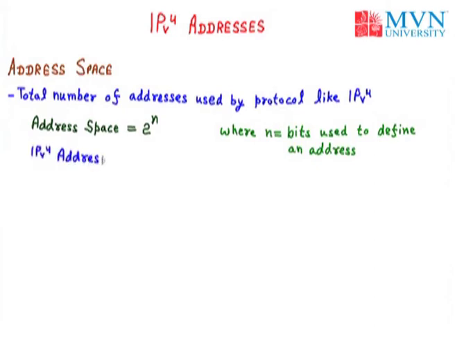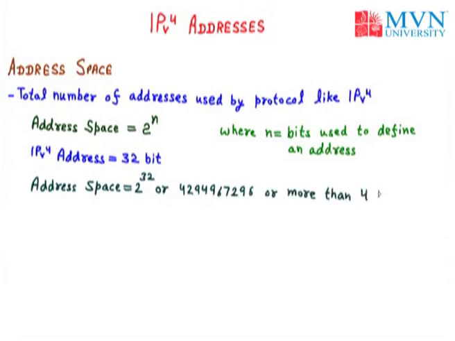Now IPv4 addresses use 32 bits. So the address space will become 2 raised to power 32, which is equal to 4,294,967,296, or we can simply call it more than 4 billion. That means more than 4 billion addresses are available. So that is all about the address space.